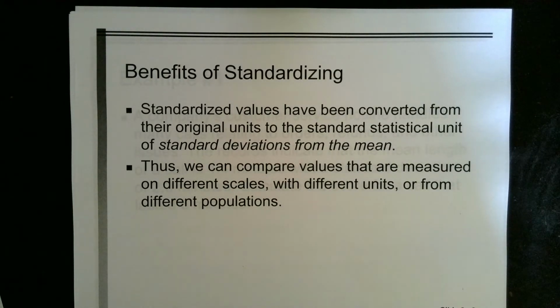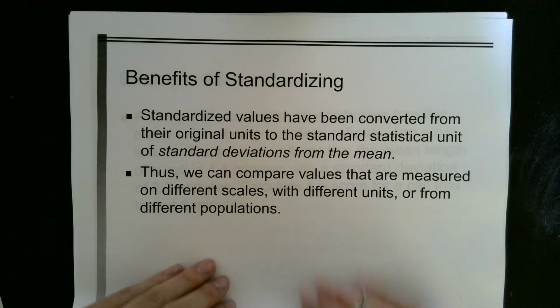Standardizing values have been converted from their original units to the standard statistical unit of standard deviations. Now that might sound complicated, but what we're saying here is that when I convert things from these random different units of measure into standard deviations and z-scores, I'm able to compare all different types of values, all different types of unique data in a way that is relative to their specific mean. So it makes these comparisons much easier when you have various different groups.